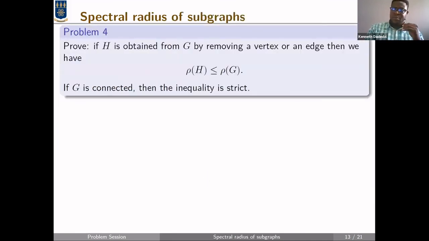Another interesting problem is about subgraphs, and it's still about the spectral radius. This problem states that if we remove a vertex or an edge from a graph to get a subgraph, then the spectral radius decreases, and this becomes a strict inequality if G is connected. In general it could be a disjoint union, but when everything is connected, we have a strict inequality.